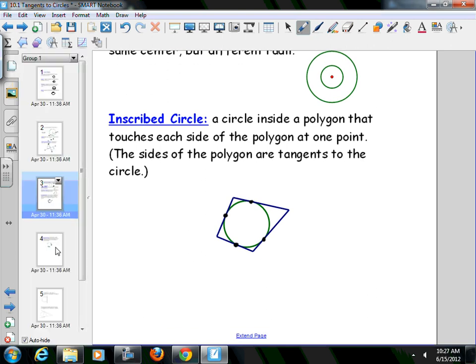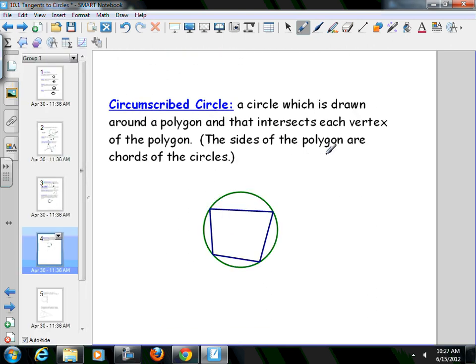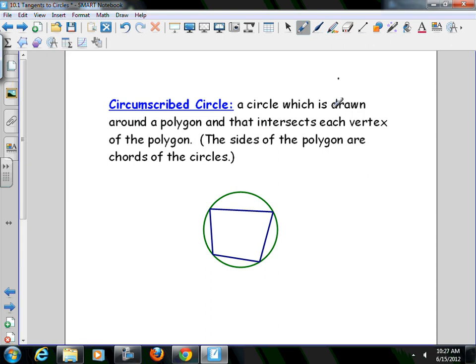Let's move on to the next page. A circumscribed circle is a circle which is drawn around a polygon and that intersects each vertex of the polygon. So you can see where the circle intersects each one of these vertices. The sides of the polygon are chords of the circle.